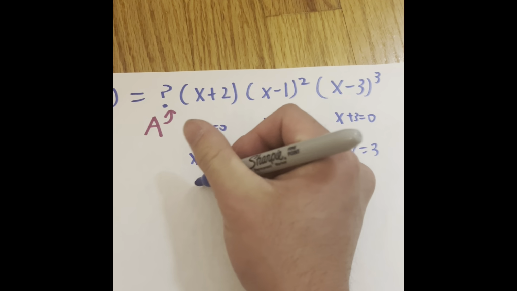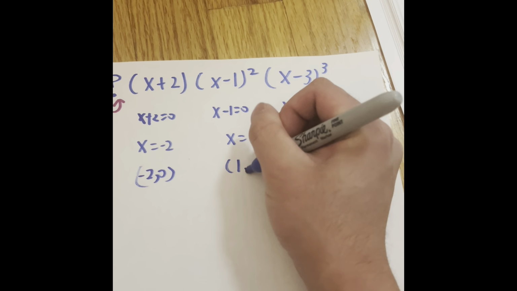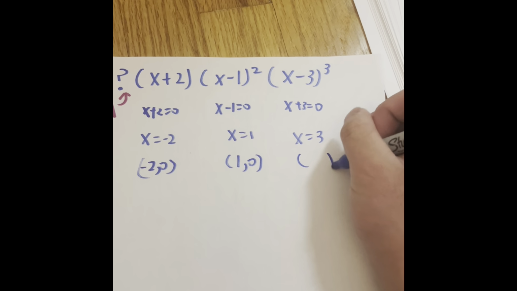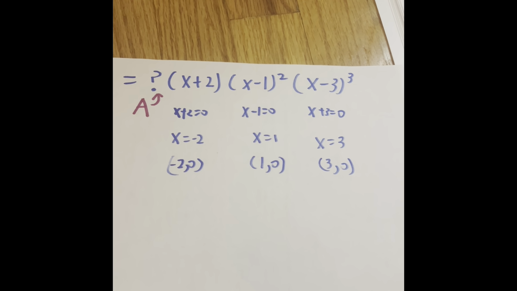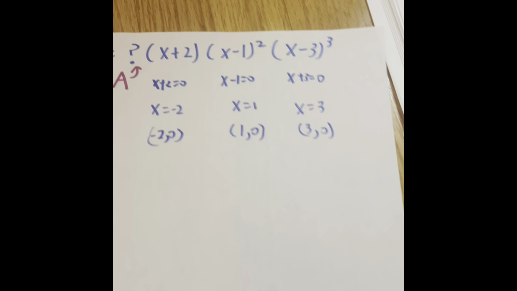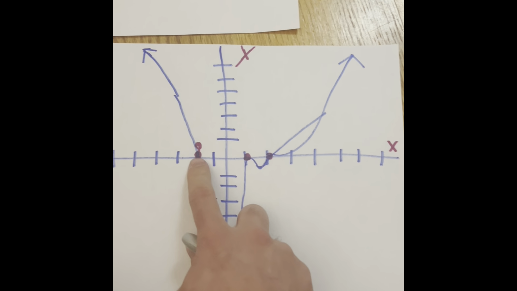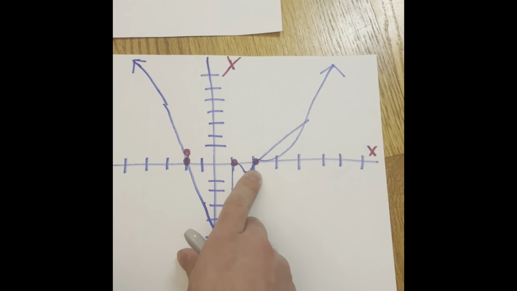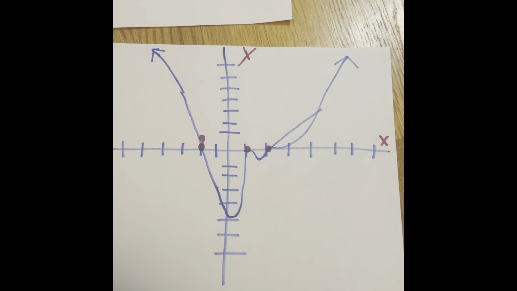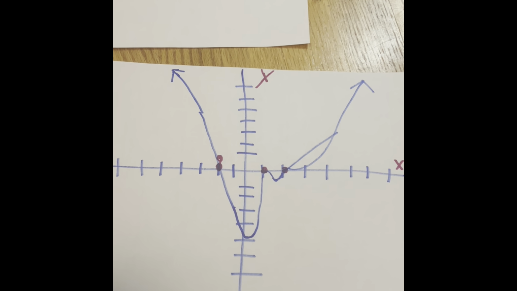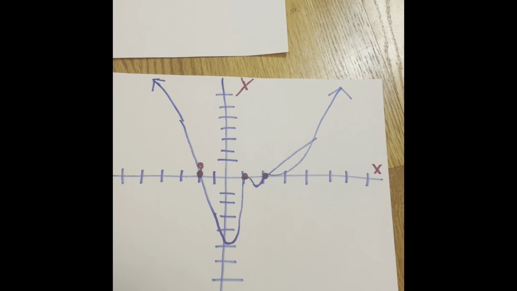So this is the coordinate negative 2, 0. This is the coordinate for 1, 0. And that's the coordinate for 3, 0. But something still doesn't explain it. How do we explain the behavior for this graph? So we know that there are different points on the x-axis. And we know that there's some kind of behavior going around that we don't know of. So what can we do with that?